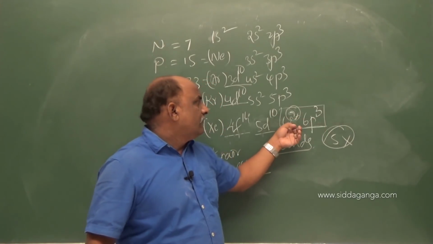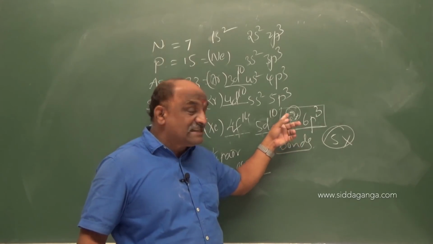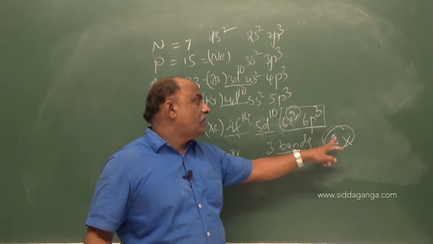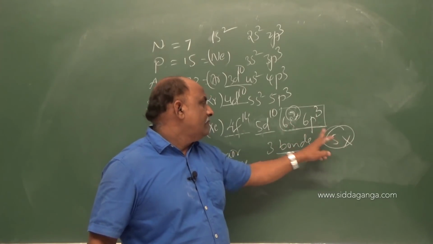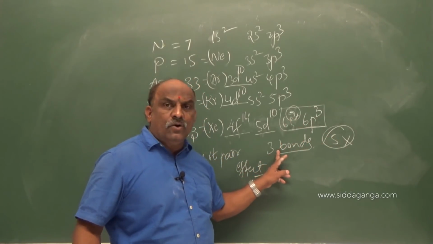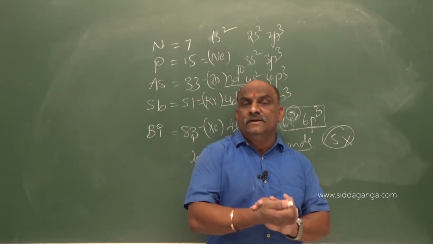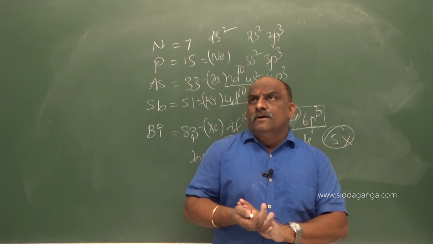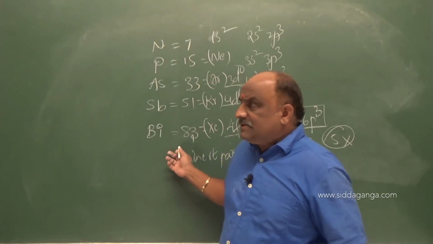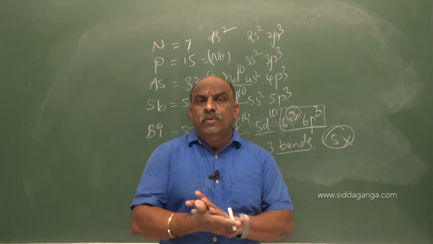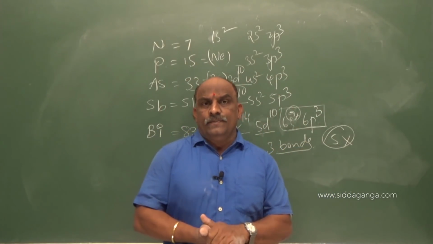Clear? If the 6s electrons are splitting, then it is ready to form 5 bonds. But bismuth is ready to form only 3 covalent bonds. This factor is applied to explain the melting points. The remaining part we will discuss tomorrow.